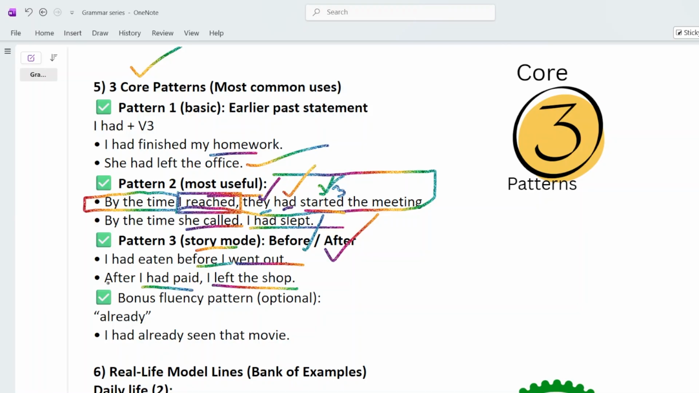Okay. See, look at the sentence here. You can just say, "I had paid and left the shop," but then it sounds incomplete. So add words like before and after when you're using these three core patterns. What best can you do? Again, the same drill, guys. Just go ahead, pause the video, and make your own sentences using these patterns. And why do you have to do that? Obviously, because you need to understand what I'm speaking about.